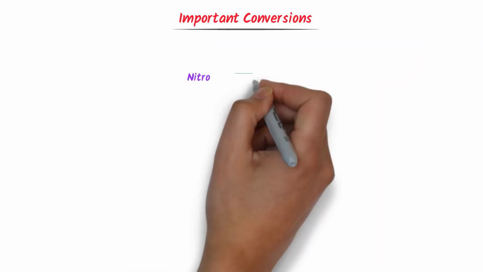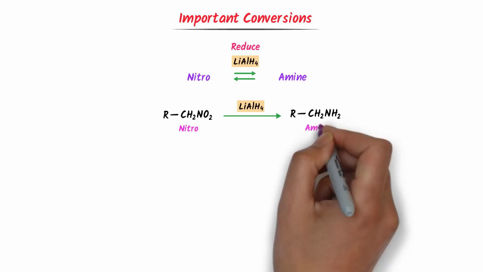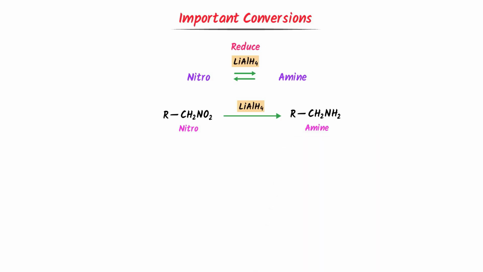Lastly, convert nitro to amine and amine to nitro. In case of nitro to amine, we reduce nitro in order to get amine. We have already learned that lithium aluminium hydride is the reducing agent. For example, consider this nitro. I add lithium aluminium hydride to it. I get this amine.